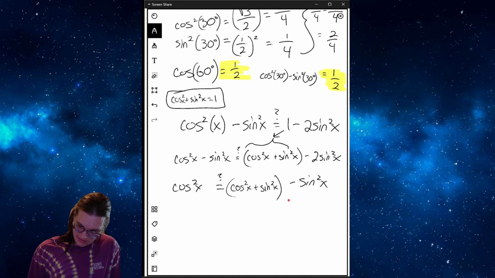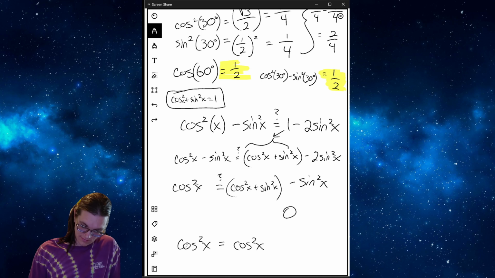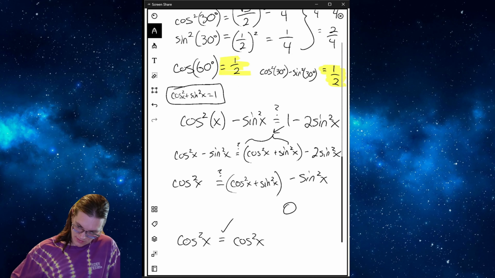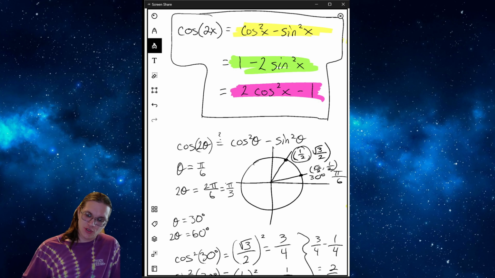Subtract cos²x. Well, I see right here that we have sin²x minus sin²x equals 0. So then the next line is just cos²x equals cos²x. Is that true? Yes, it is, right? So, what was the third thing? The third one we want to know, does that also equal 2 times cos²x minus 1?